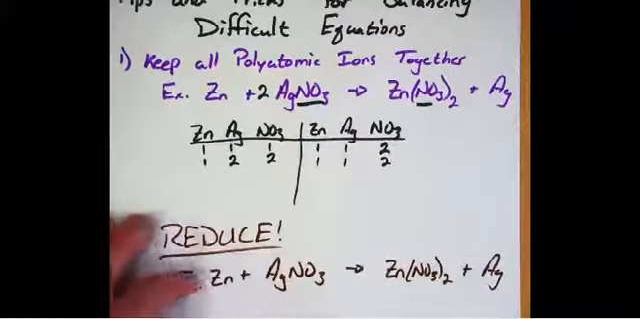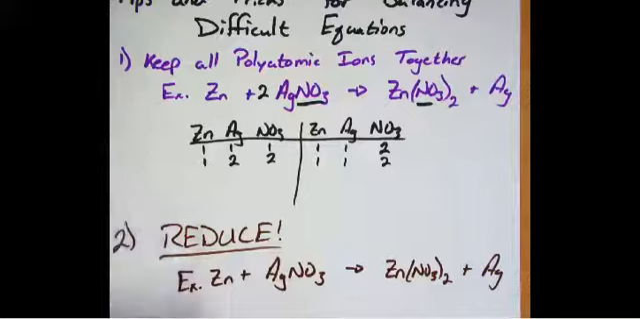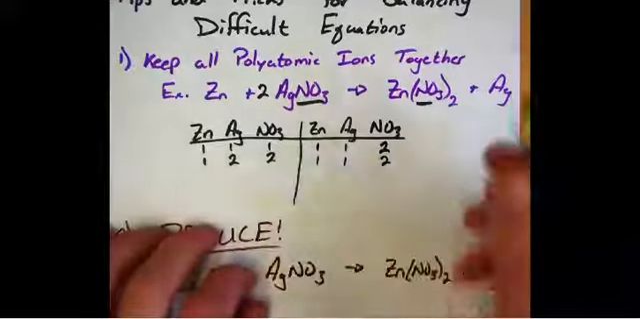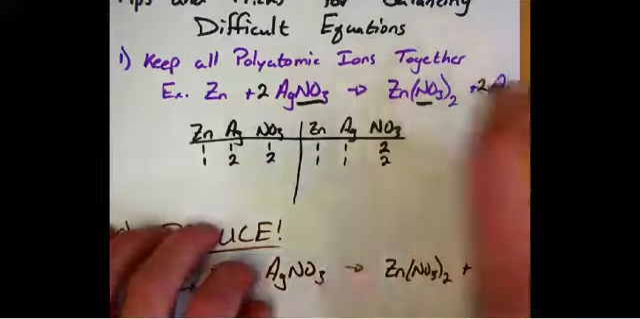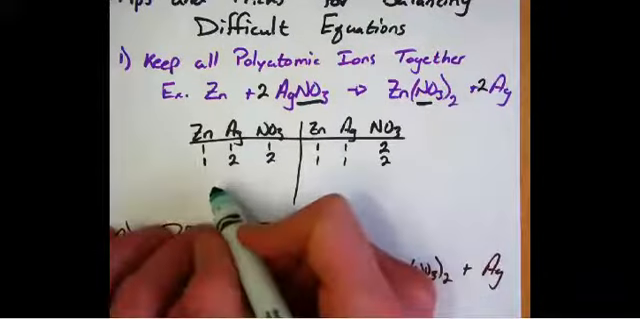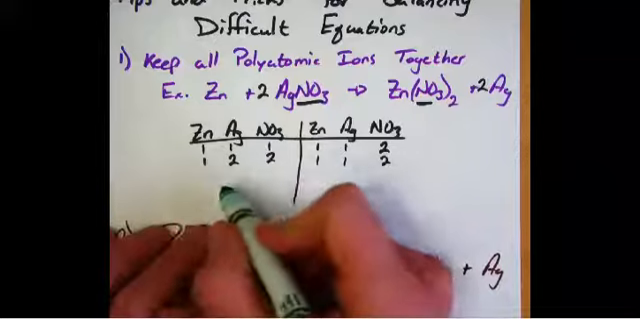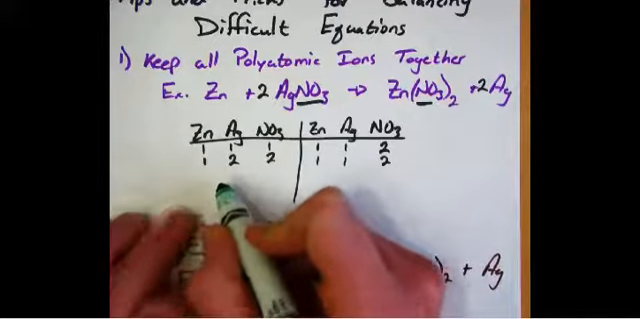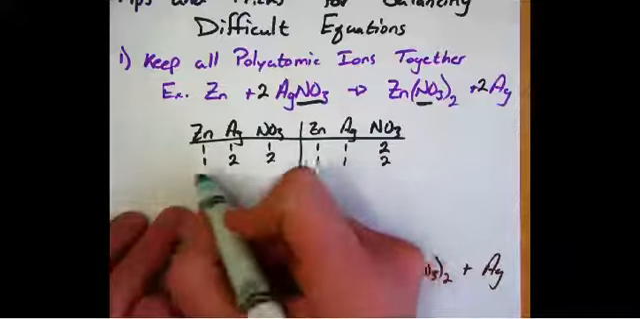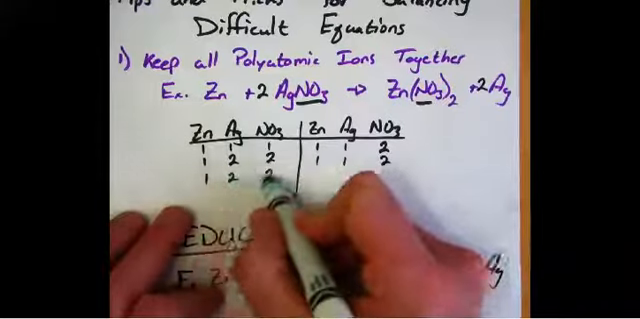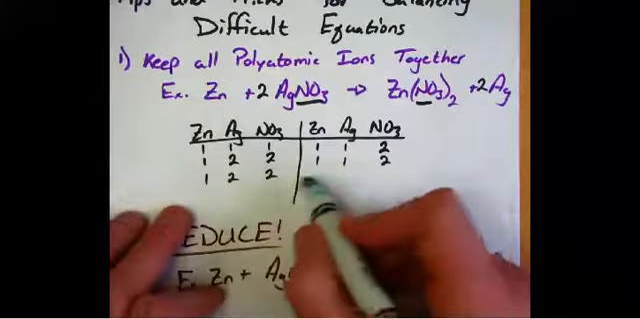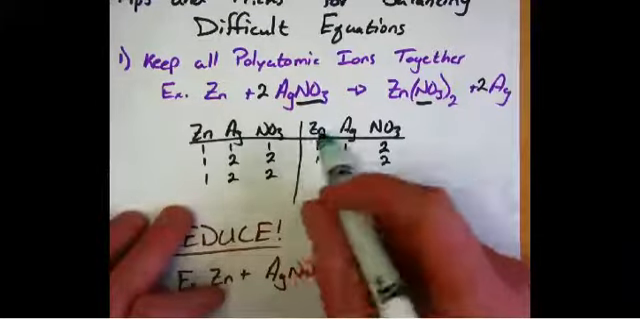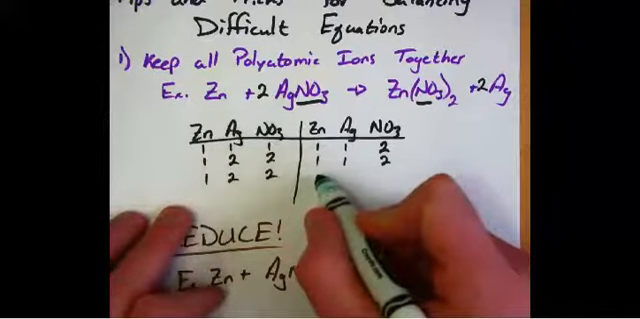Now this is not quite balanced because we still need to balance the silvers on the right. So that means when zinc reacts with silver nitrate, we will have 1 zinc atom for every 2 silver nitrate ions, and we will produce 1 zinc nitrate ion and 2 silver atoms.